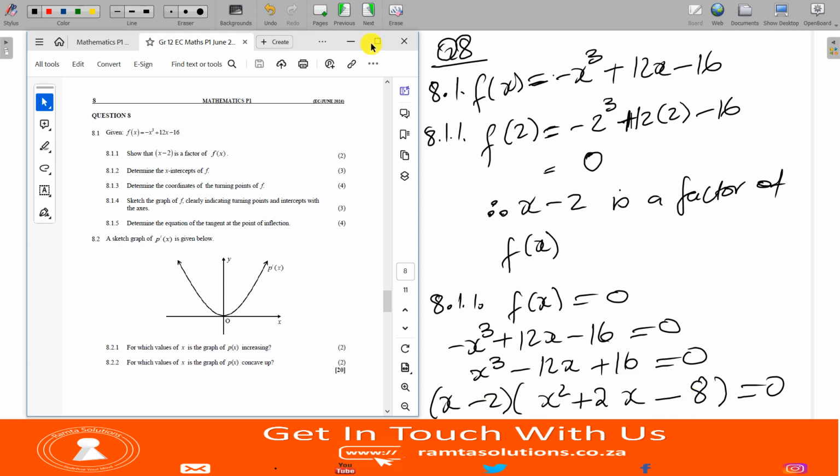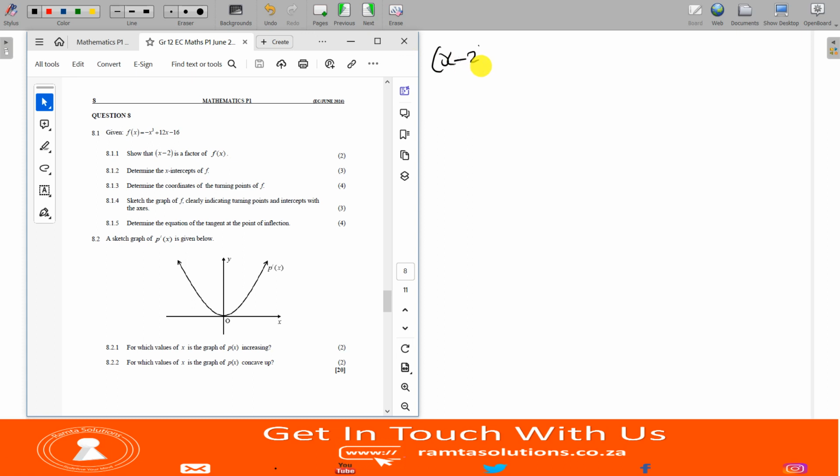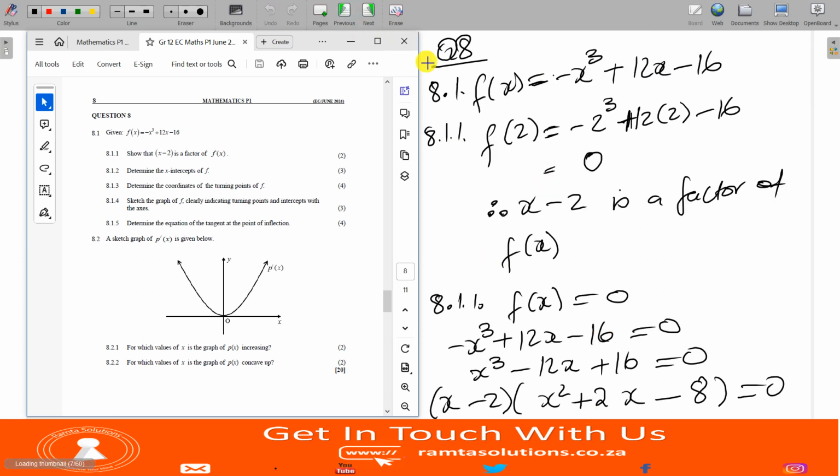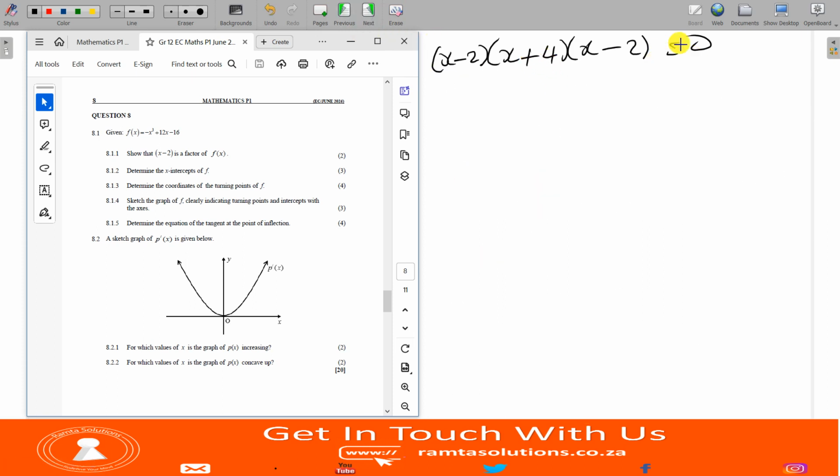Now, let's further factorize this part because it seems like it needs factorization. Remember, guys, with factorization, you don't have to use the method I used. If it's difficult for you, you can use the factor theorem. It's still okay. Let's go. We have x minus 2, and that will be x minus 4, and then x minus 2 equals 0, but let me confirm. It'll be x plus 4 and x minus 2.